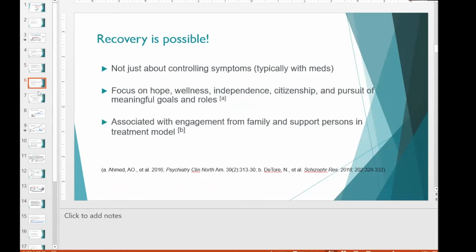So our goal is recovery. We're not just trying to control symptoms. This isn't just about medication. This is really about focusing on the individual, what they want in terms of wellness, independence, citizenship, and that this recovery needs families. We need natural supports. They are critical to the work we do. And we know that recovery is associated with the engagement of family and support persons in treatment.